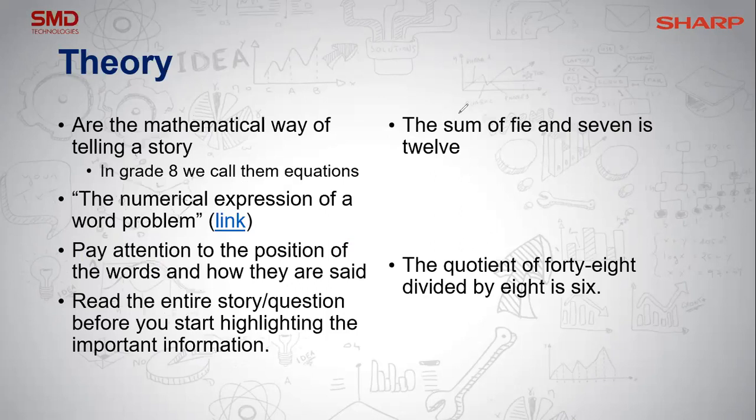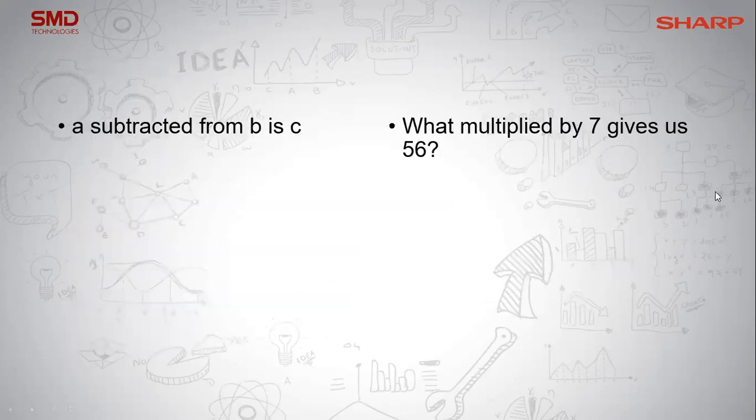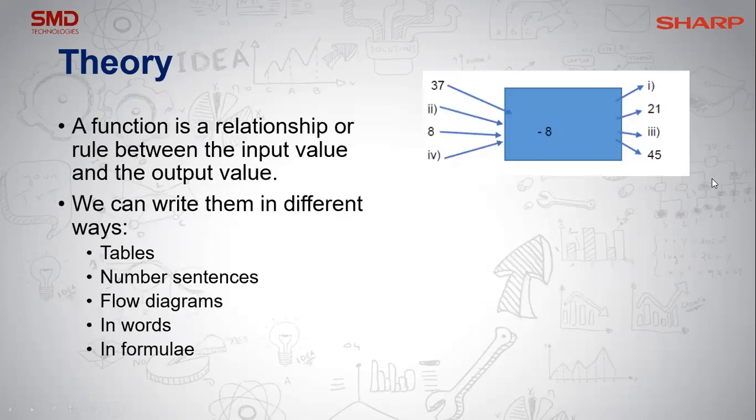So here, if we see the sum means plus of 5 and 7 is 12. So we know we're going to add 5 and 7 and we're going to get to 12. So we can write it as 5 plus 7 is equal to 12. The quotient is the answer to a division sum. Okay, so the answer of 48 divided by 8 is 6. So we can write 48 divided by 8 is 6. And that's basically what number sentences are. Okay, I'm not going to do these examples because they're exactly the same.